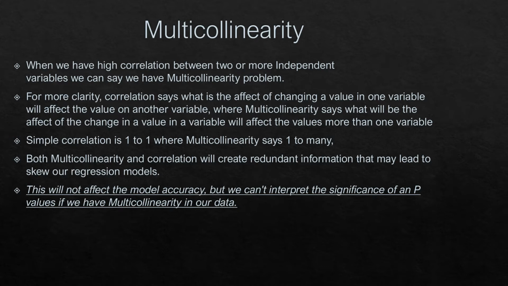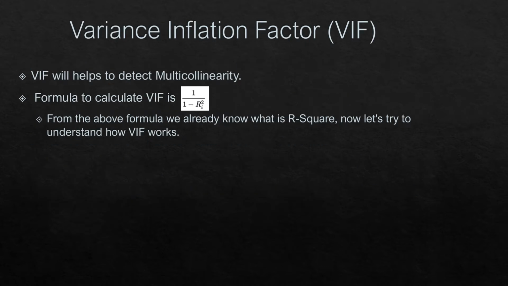One of the techniques to find multicollinearity is VIF, which is variance inflation factor. If you see the formula of VIF, it's 1 by 1 minus R square. We already know what is R square: R square is one of the accuracy metrics for our regression model.